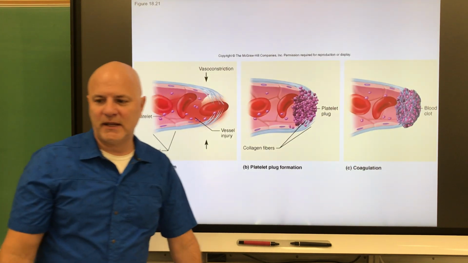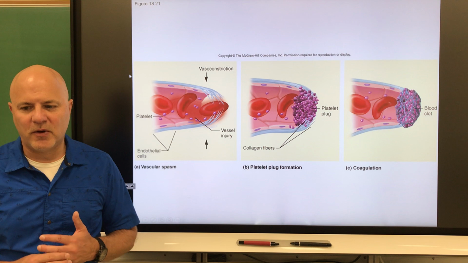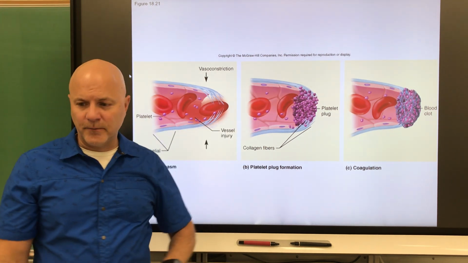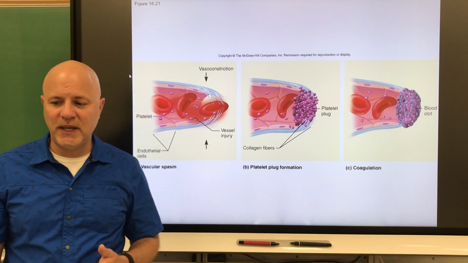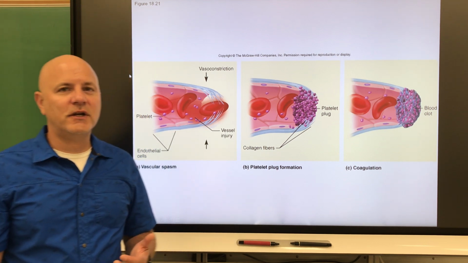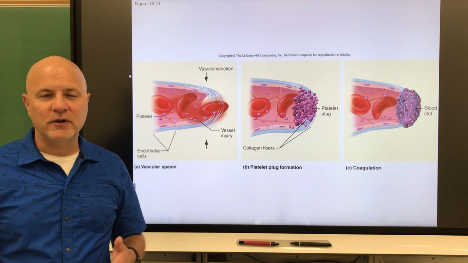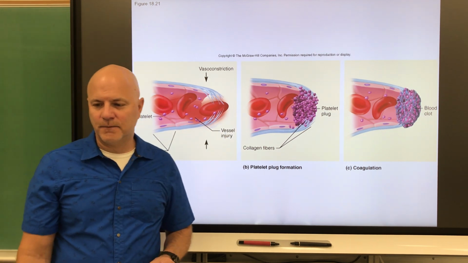Okay, so back to this here. So the platelet's going to secrete a few chemicals. They're going to secrete serotonin, which is a vasoconstrictor. They're going to secrete adenosine diphosphate, or ADP, and that's going to attract more platelets to the area. And they're also going to secrete thromboxane A2, which promotes platelet aggregation and vasoconstriction, so further vasoconstriction.